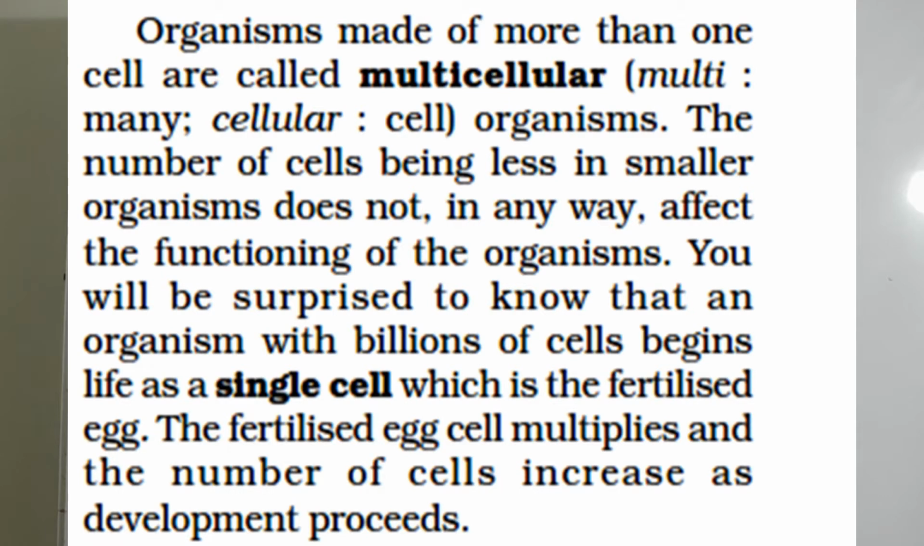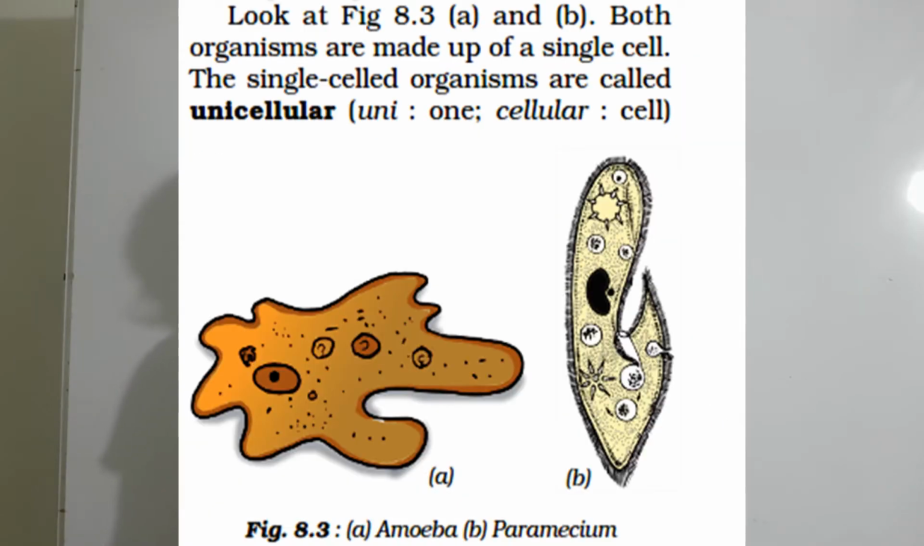The number of cells being less in smaller organisms does not in any way affect the functioning of the organism. You will be surprised to know that organisms with billions of cells begin life as a single cell, which is a fertilized egg. The fertilized egg cell multiplies and the number of cells increases as development proceeds. Look at figure 8.3a and b.